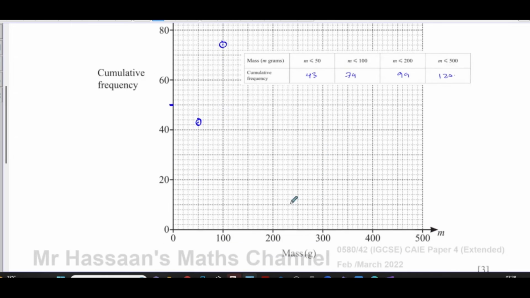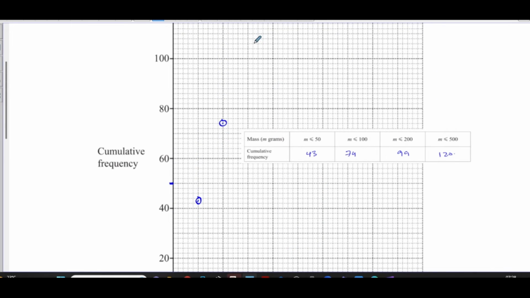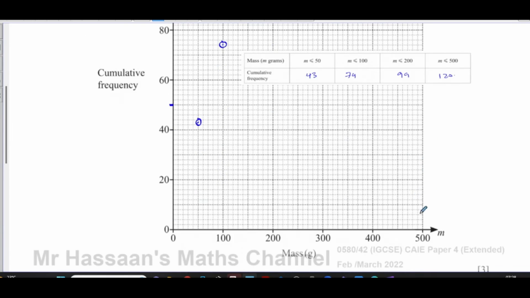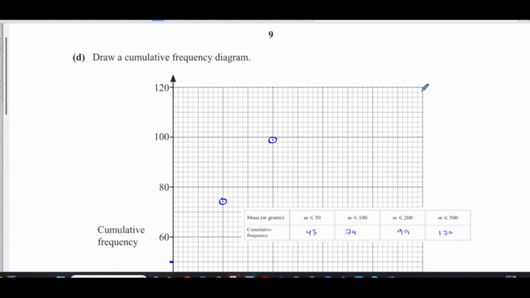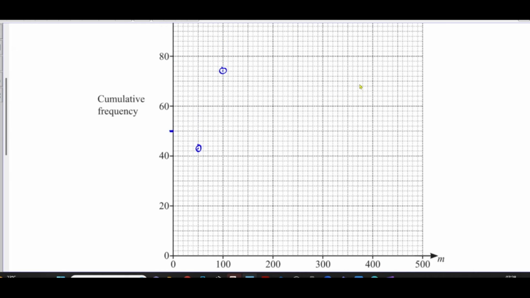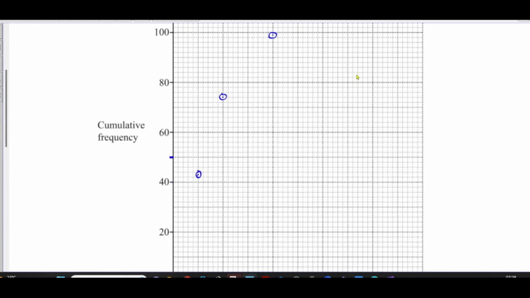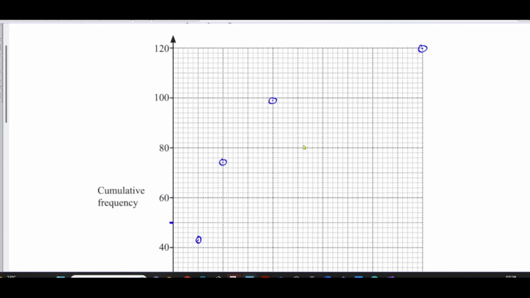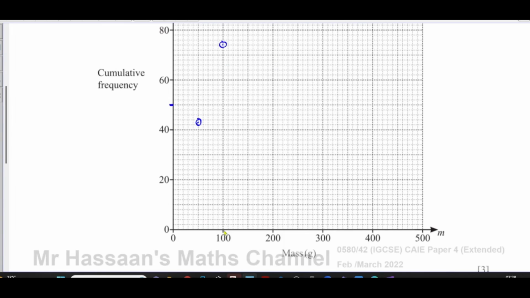Okay, 200 is along this line here. 99 is just below 100, halfway between 98 and 99. And then we've got 120 and 500, which is, let's make sure this goes up to exactly 500. It's right at the end here. So now we have all the information. Now we can draw the cumulative frequency curve. The cumulative frequency curve is going to go something like this.